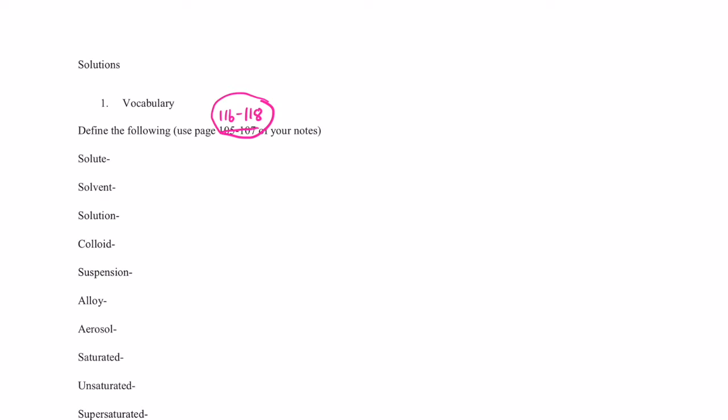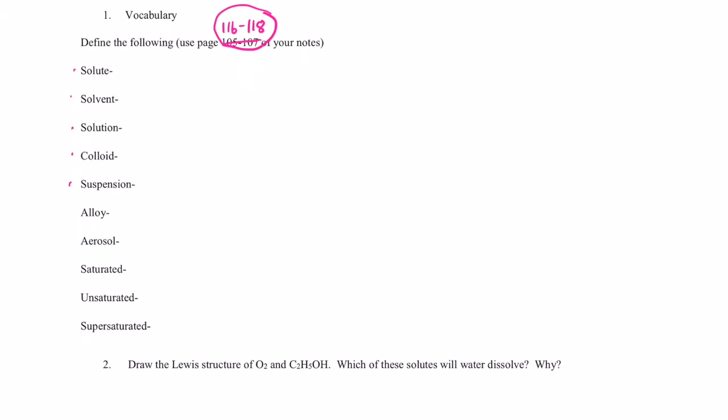Simple terms like solute, solvent, solution. Remember what a colloid is, and along with that, I would look at what a Tyndall effect is. Know what a suspension is, and know how that's different than a colloid. Be familiar with the term alloy. Aerosol, we had that on one of our assignment questions, didn't we?